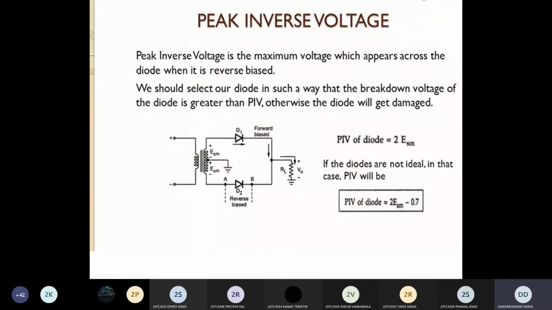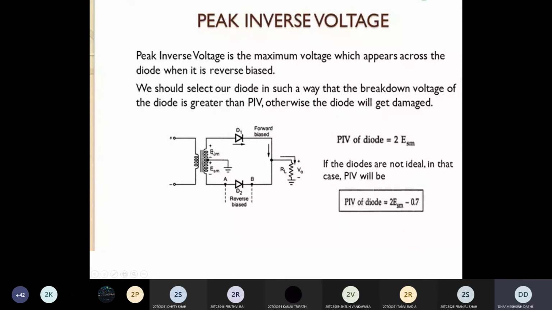Same like the peak inverse voltage we calculated for the half wave rectifier, in the same way you calculate it for the center tap full wave rectifier. Suppose we take the example during the positive half cycle of your supply, when diode D1 is conducting. Clear? So when D1 is conducting, it acts as a closed switch. Clear? At that time, what is the polarity at the secondary side?